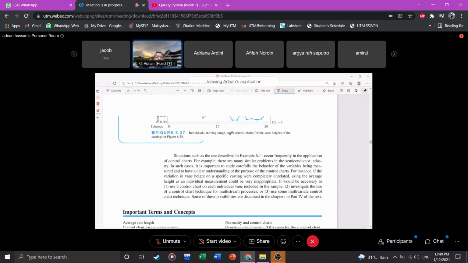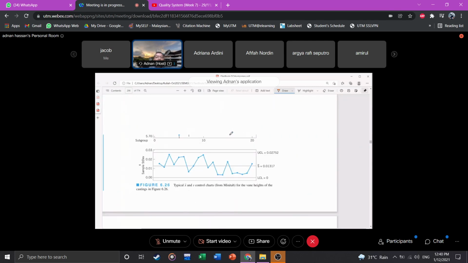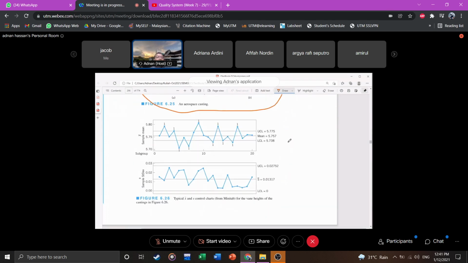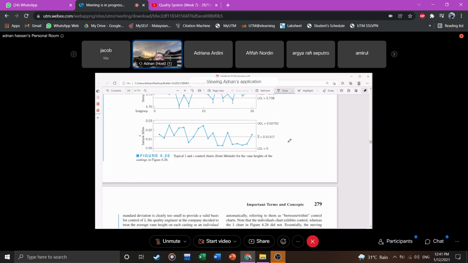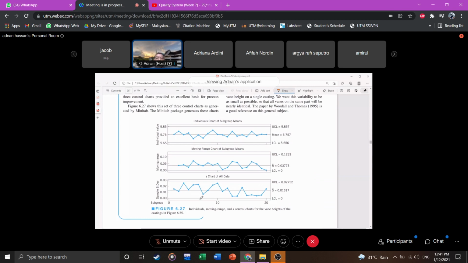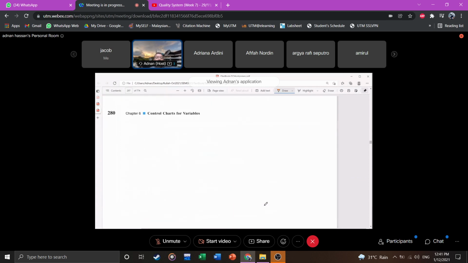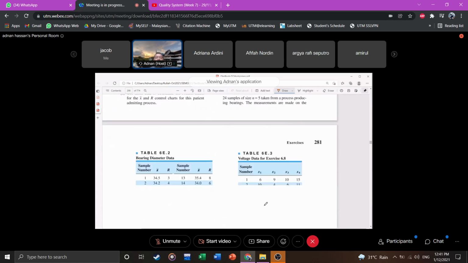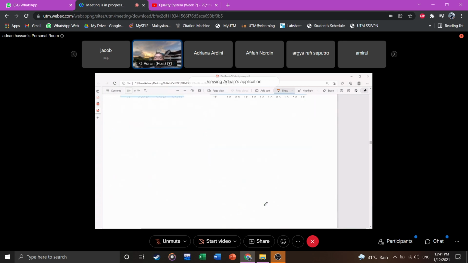The example here is, for example, you are having a component, an aerospace casting. Using this, some data have been gathered and plotted. This is the X bar and S chart, an example X bar and S chart. And you can also plot the individual chart here, the individual, the moving range, the S chart, and so on. I will assign you a few exercises here for you to test your understanding of this.